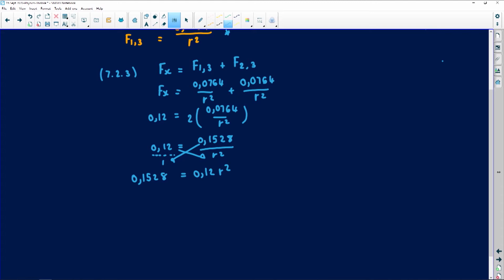I want my r squared by itself. I divide both sides by 0.12. This and this will cancel. I'm going to have my r squared. Let me calculate what I have there.